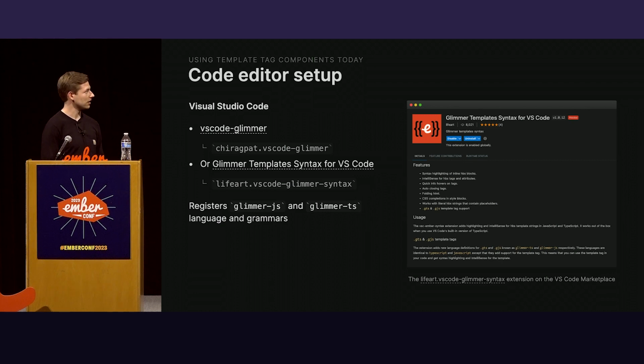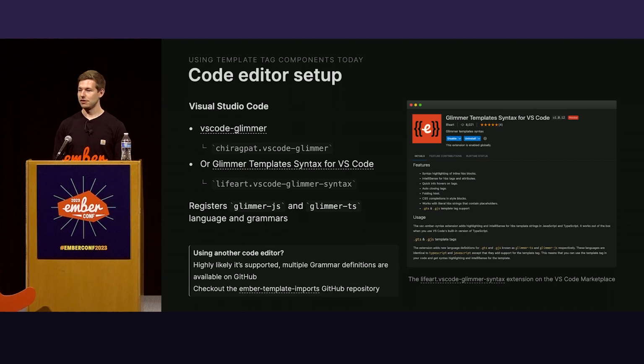But me personally, I'm definitely a big fan of the second one because it adds even more features, because there's a lot of things you can do in Glimmer templates, and this plugin also really highlights it very well. So, richer syntax highlighting. You have things like automatically closing tags when you start writing a tag. And it's also by the same author as the Ember language server, so it just works well together.